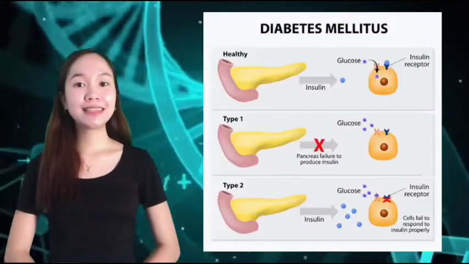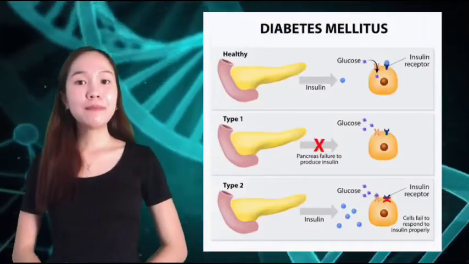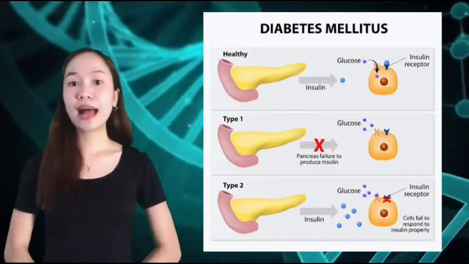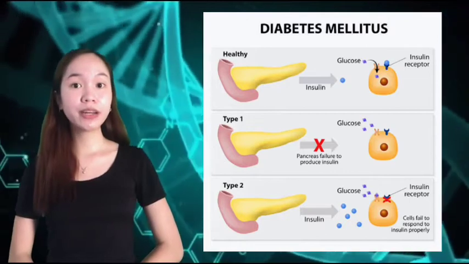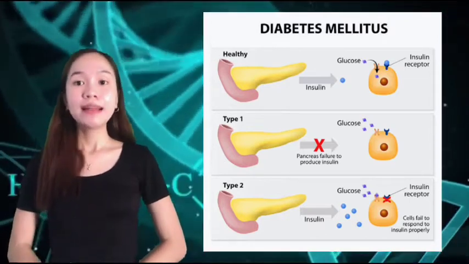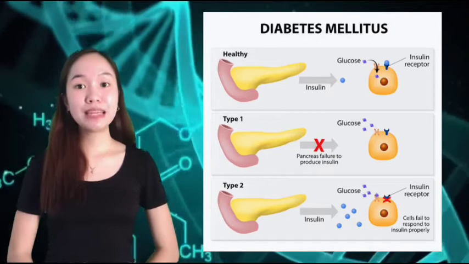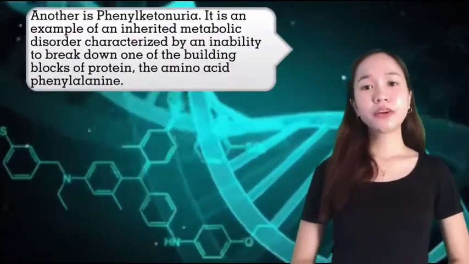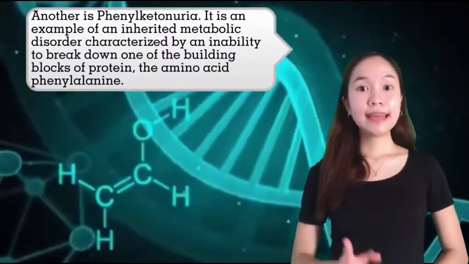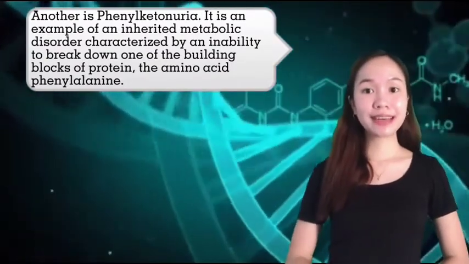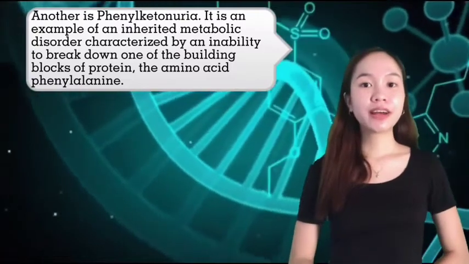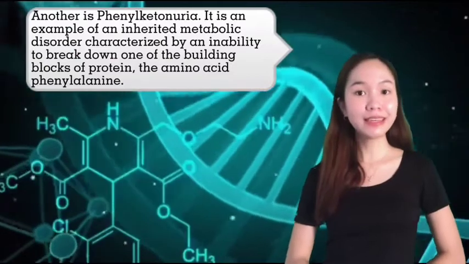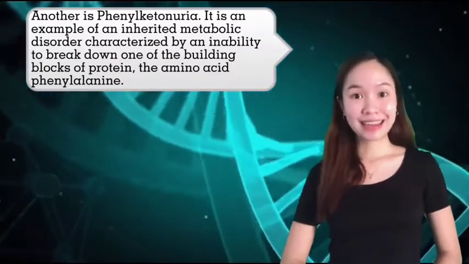Type 1 diabetes is an autoimmune problem. The body destroys the cells in the pancreas that make insulin. Insulin helps the body use glucose, or sugar, in the body for energy. Type 2 diabetes is when the body makes insulin but can't use it well anymore. Another is phenylketonuria. It is an example of an inherited metabolic disorder characterized by an inability to break down one of the building blocks of protein, the amino acid phenylalanine.